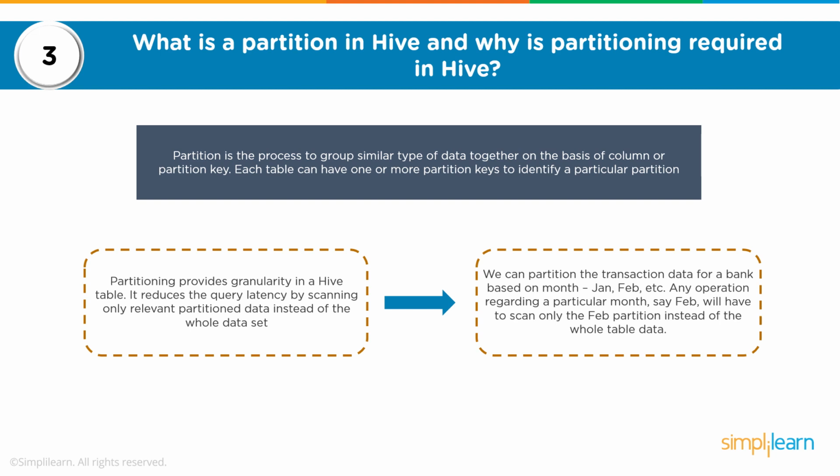In Hive, we can have any number of partition keys. So partitioning provides granularity in a Hive table. It reduces the query latency by scanning only relevant partition data instead of the whole data set. We can partition at various levels. Now, if I compare RDBMS with Hive, in the case of RDBMS, you could have one column which could be used for partitioning, and then you could be querying the specific partition.